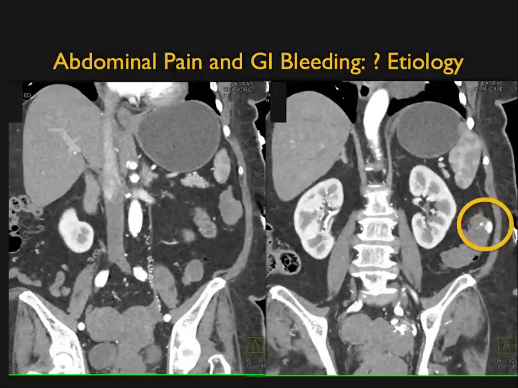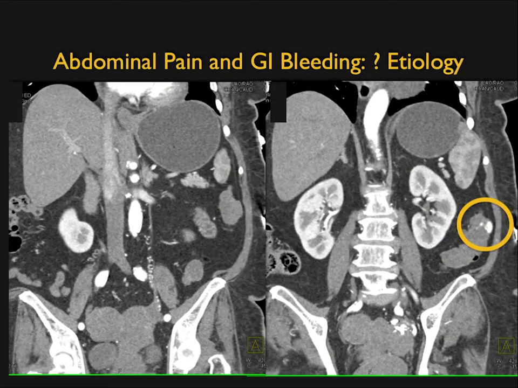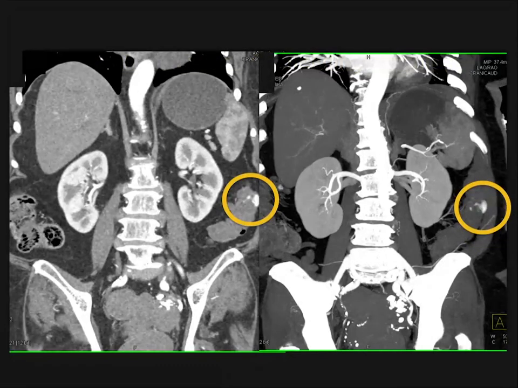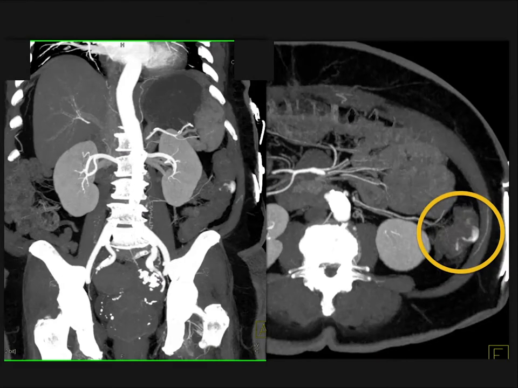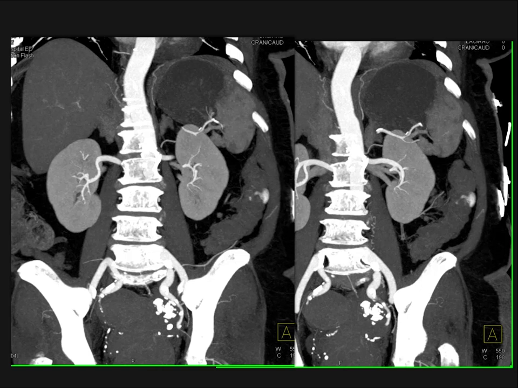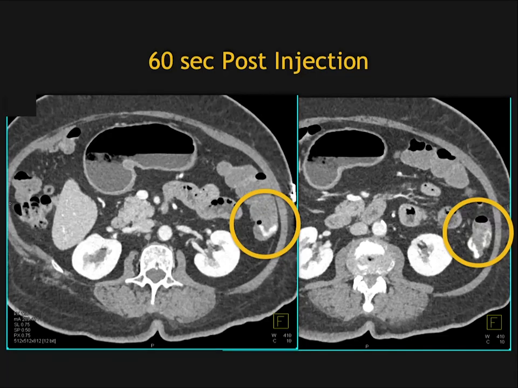Another example, diverticular disease, patient with abdominal pain. You can see the diverticulum off the lateral aspect of the mid-descending colon. Very nicely shown on the volume rendering, and nicely on the coronal, and nicely on the MIP imaging. And you can see it changes between arterial and venous. It does tend to increase. There it is on the 60-second. You can see that the bleeding is increasing, the blush is more.